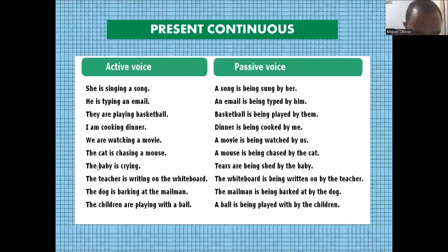Let's see a plural example. The baby is crying. In this case, we are talking about tears. Tears are being shed by the baby. These two sentences have a similar meaning. The baby is crying. Tears are being shed by the baby.